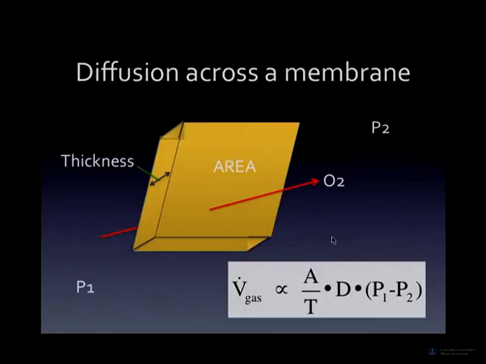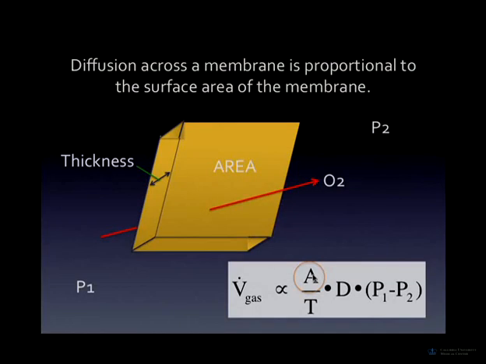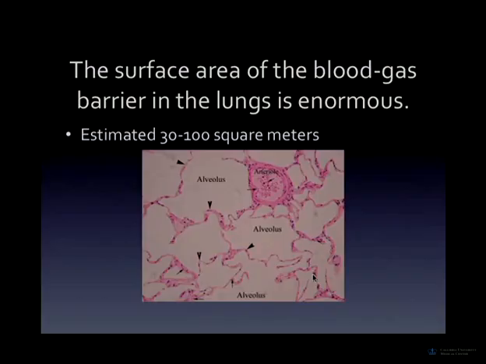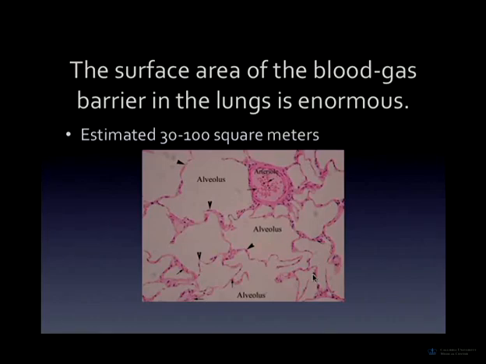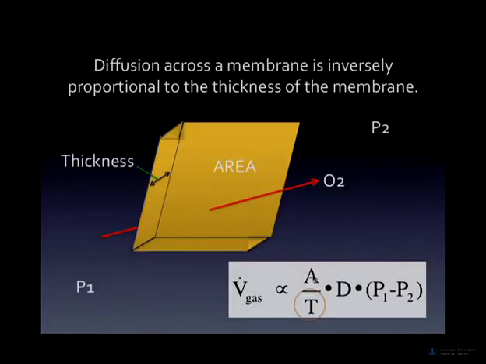So let's look at how Fick's law of diffusion applies to our gases of interest, oxygen and carbon dioxide, across our membrane of interest, which is the blood-gas barrier. So first we see that diffusion across the membrane is proportional to the surface area of the membrane. The surface area of the membrane, as Dr. Bowman told you on Monday, is very, very large. It's estimated to be anywhere from 30 to 100 square meters, depending on how old you are and how tall you are. And just to give you a sense of size, this house has 90 square meters of habitable living space, so it's a very, very large area in your lungs.